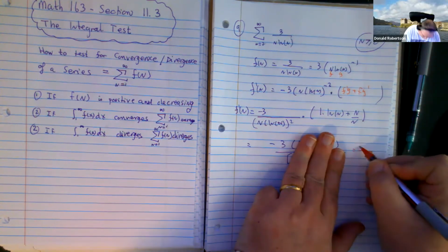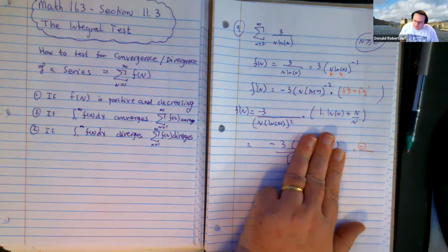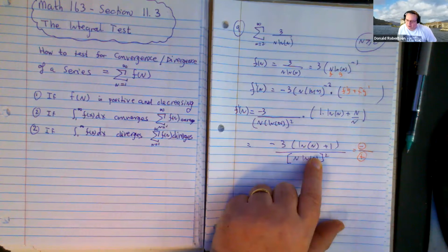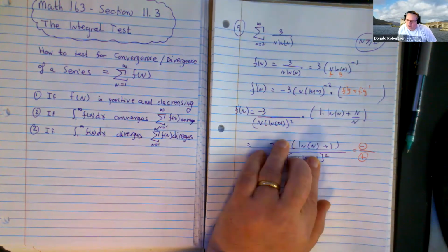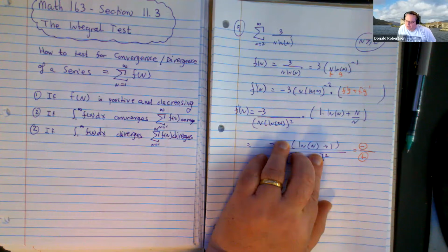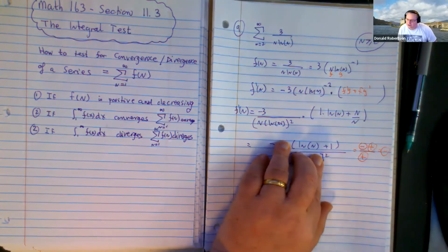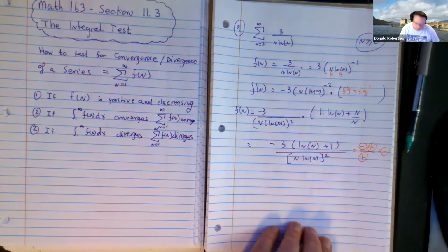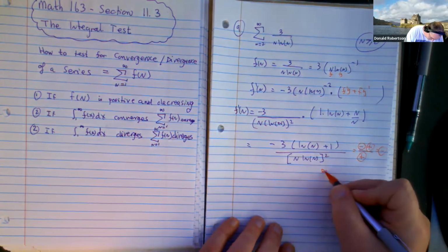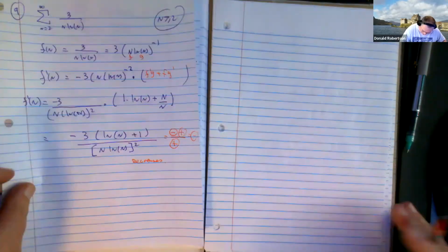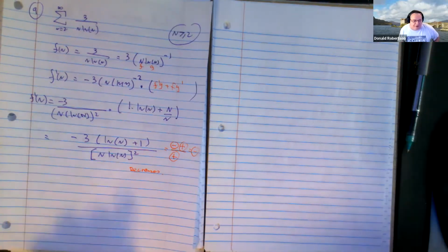-3 is a number that's always negative. Would you agree something squared is always going to be positive? Now, as long as n is reasonably big, 2, 3, 4, 5, 6, would you agree that the log of n plus 1 eventually becomes positive? Isn't that combination negative then, so it decreases and we're done? So that's step 1. Prove to me that it's positive and decreasing.